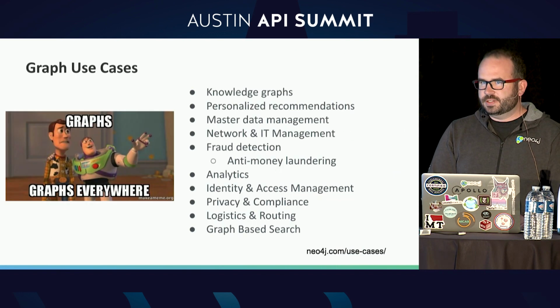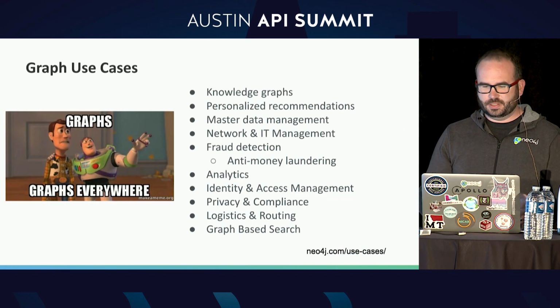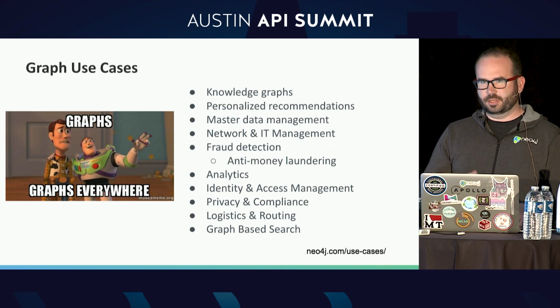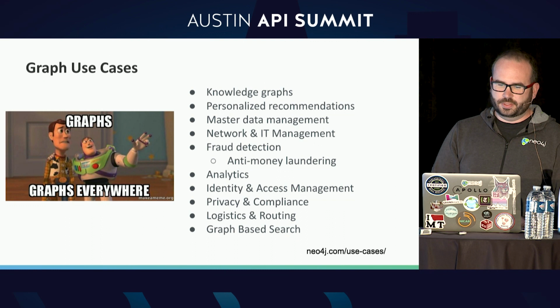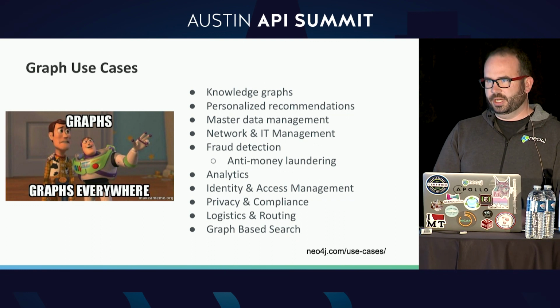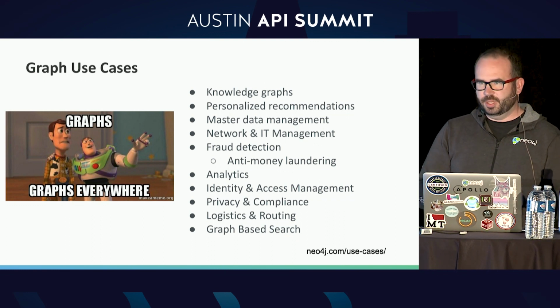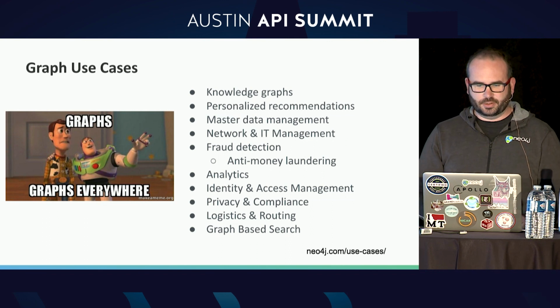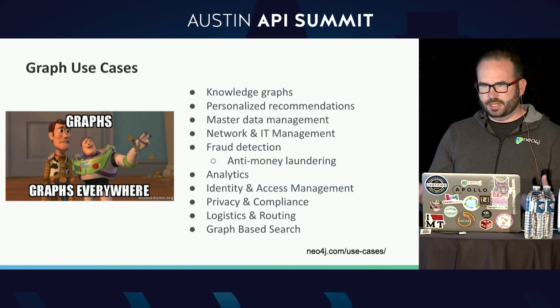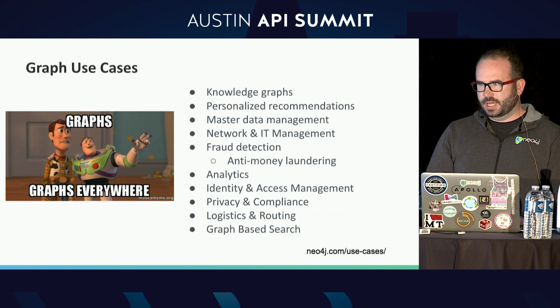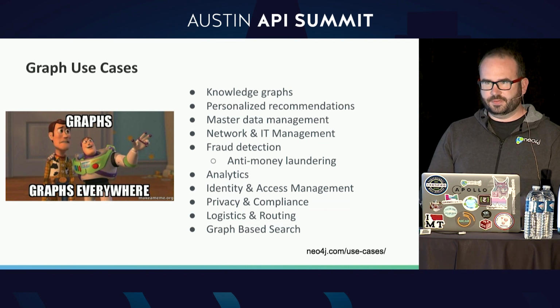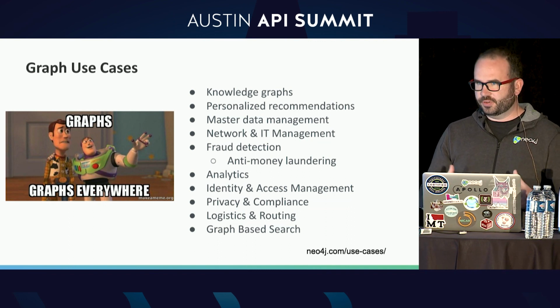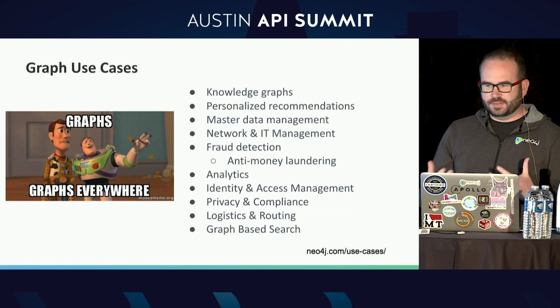So some use cases for graph databases and Neo4j, things like if we're building personalized recommendations, if we're interested in network and IT management, representing the dependencies of our services as a graph, identity and access management, lots of different use cases for graphs. And once you start to think in terms of graphs, you start to see graphs everywhere.